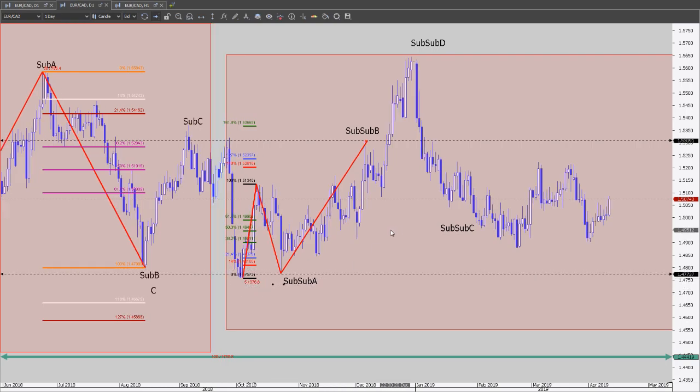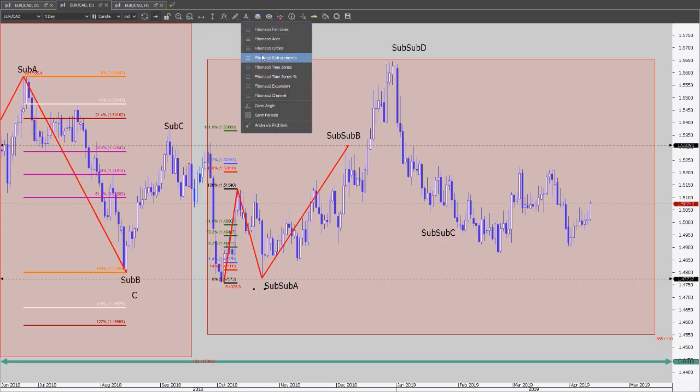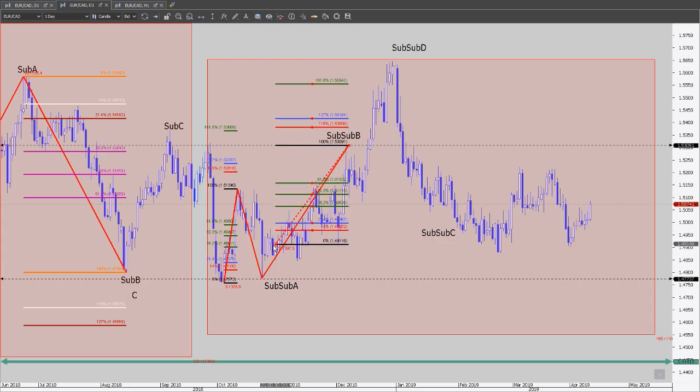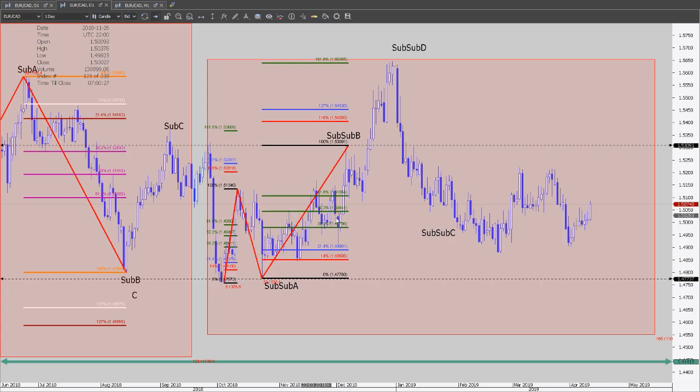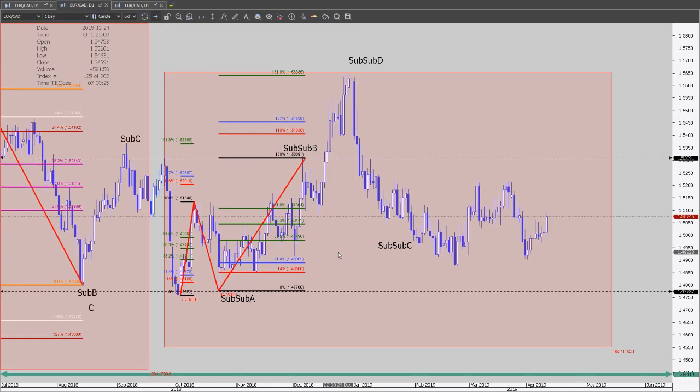Basically we are using the same Fibonacci retracement tool. We are using the same rules. We're just changing the names, right? Now what you can see, everybody, look at this. This is the new sub C, right?